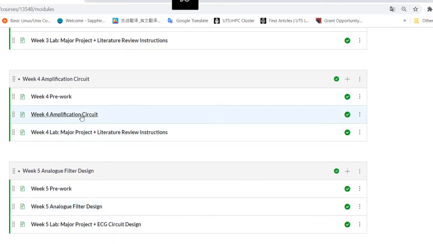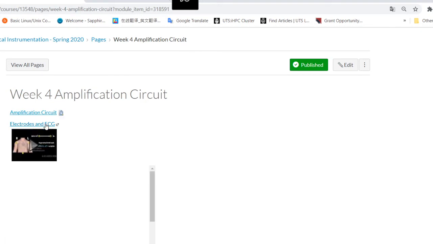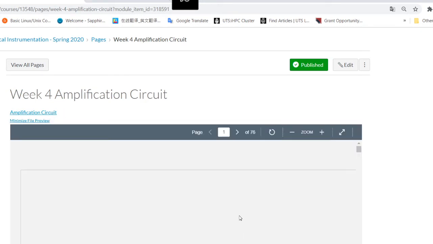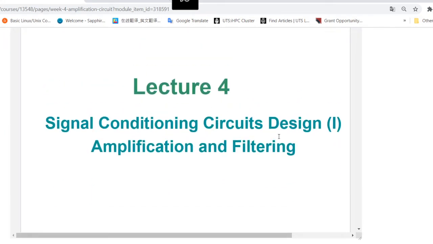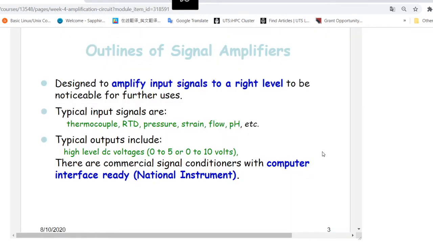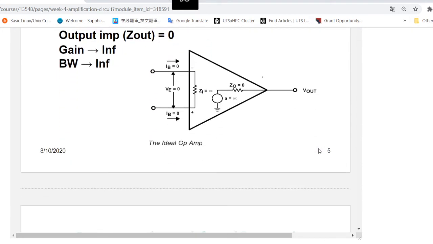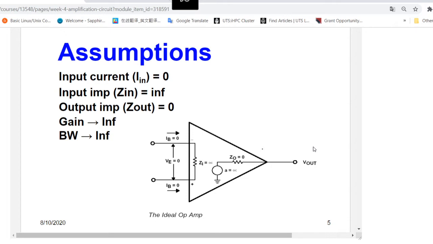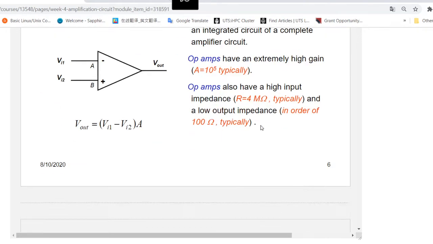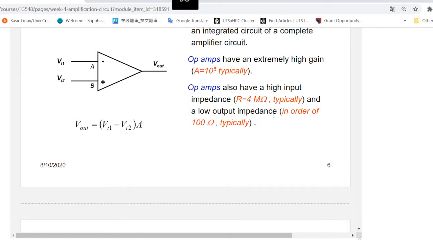Actually, last week we discussed these slides. Mainly it's amplification. There's a very typical op-amp circuit. Basically, the most important circuit is called the differential amplifier. It is something like this. We have a positive input and negative input and an output. We want to measure the difference of these two ports.